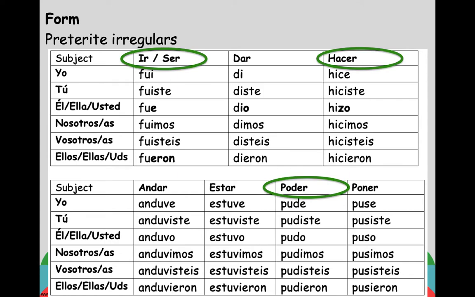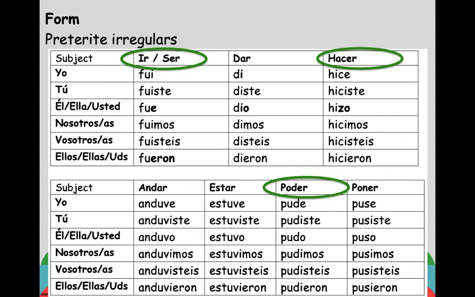So ir, to go, and ser, to be, which is used for more permanent characteristics. These two verbs actually have the same irregular verb pattern in the preterite. So fui can mean I went, or it can mean I was. And fuiste can mean you went or you were. Fue can mean he went, she went, or it can mean he was, she was.